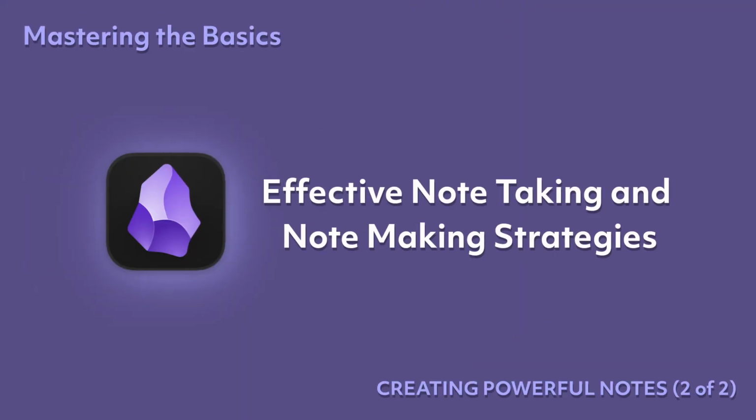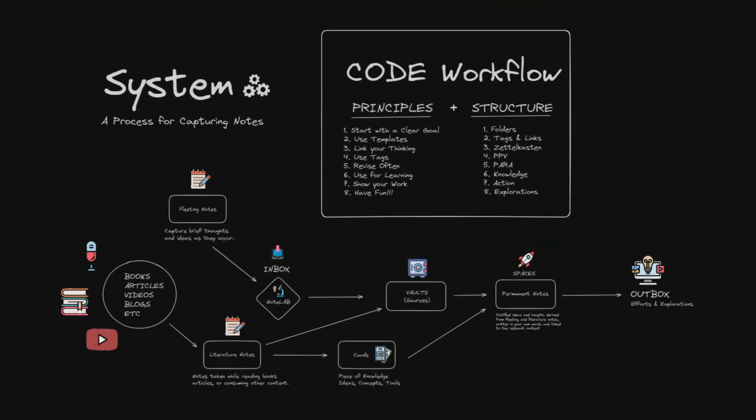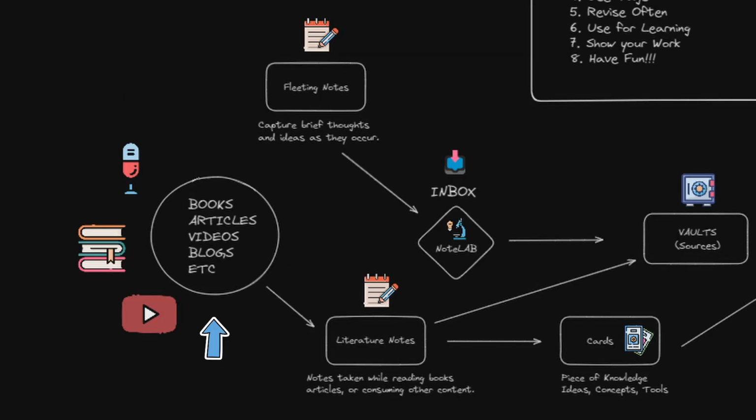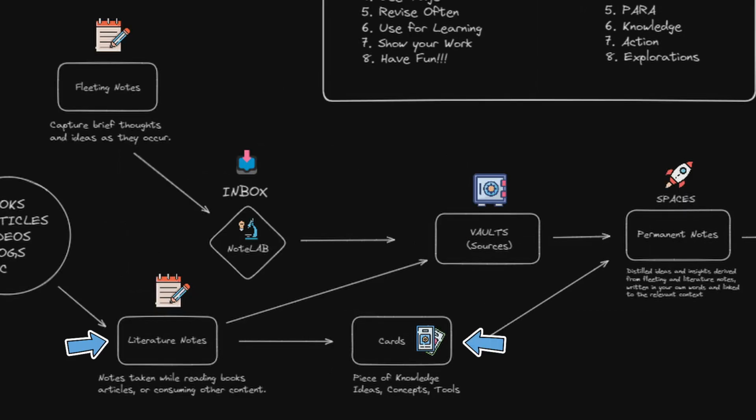Effective note taking and note making strategies. Here is an example of the system I use for taking notes. Remember, your system is going to be unique to your specific needs. Starting from the left, you can see books, articles, videos, blogs, etc. These are either captured as literature notes or cards.